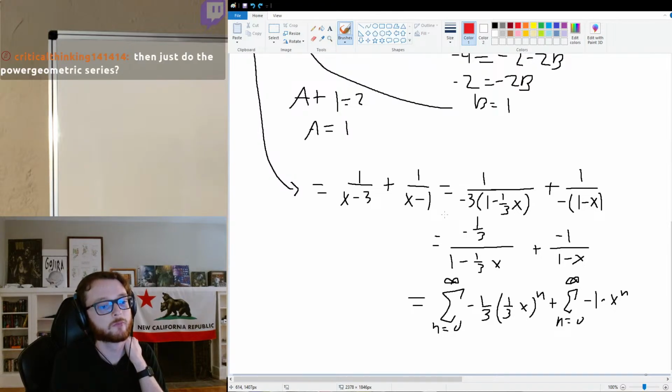Yeah, that's the entire point of doing the partial fractions, so that we can now apply our same geometric power series that we've been doing.